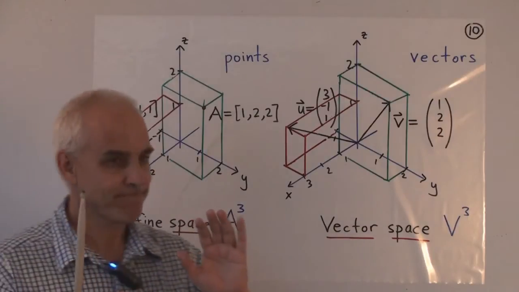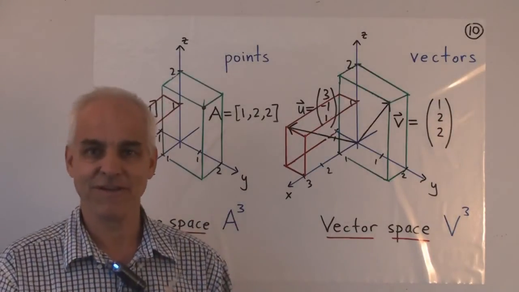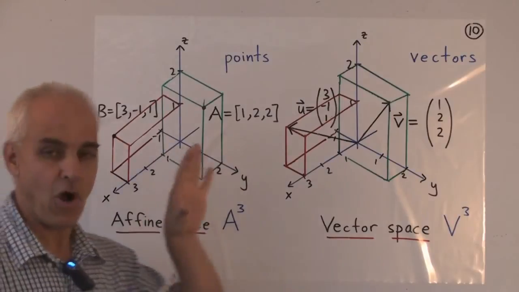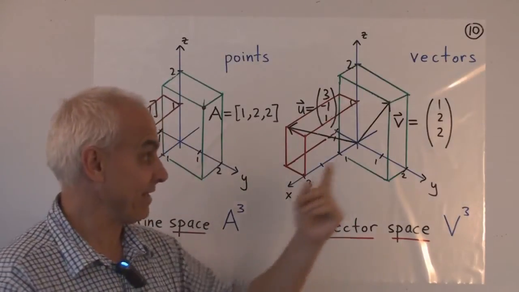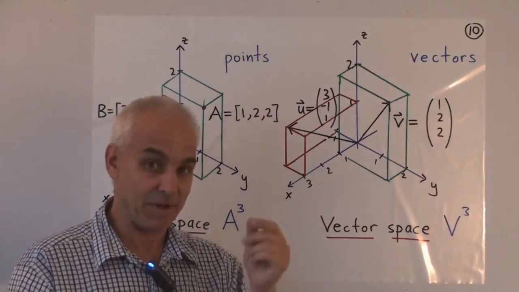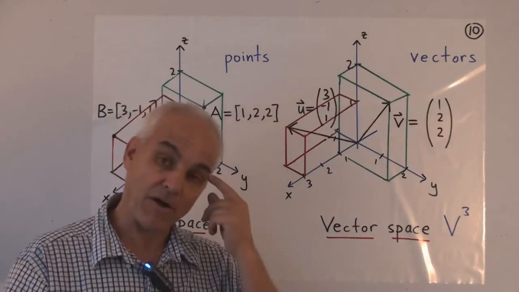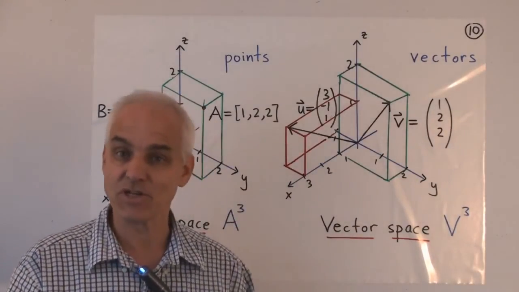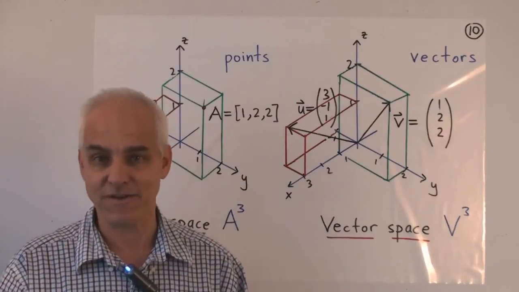So this is a very close connection. Vectors and points are almost the same thing. They're certainly labeled by the same kind of thing, namely just three numbers. But our visual or physical intuition about what they represent is quite different.